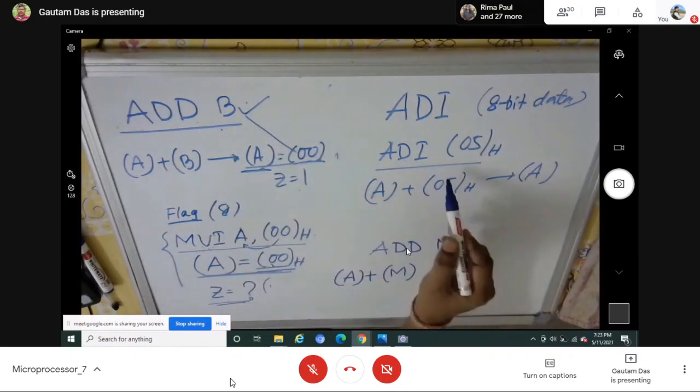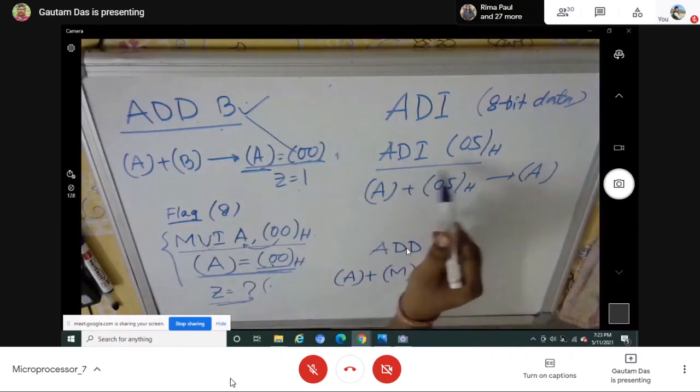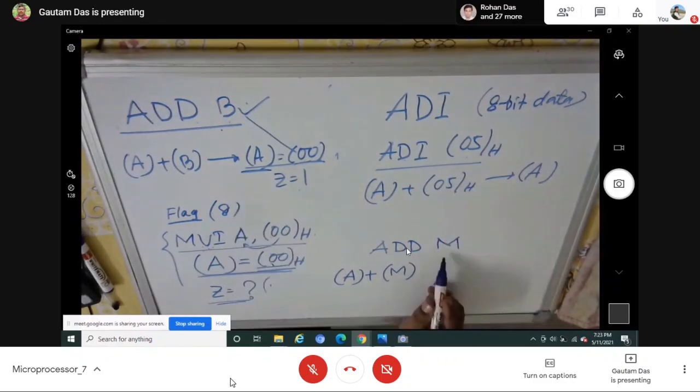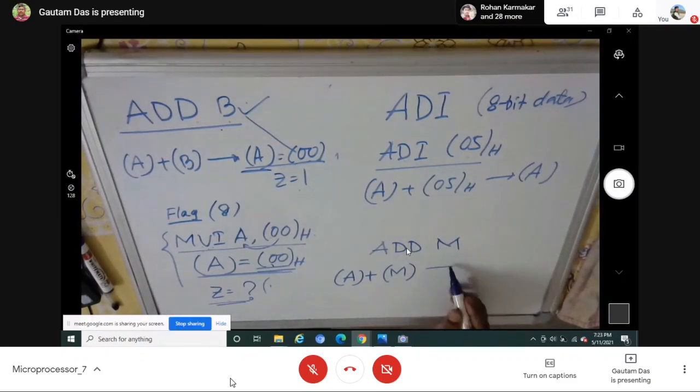For the ADI instruction, one data is there in the accumulator, the other data is directly written. But if instead of B you write M, its meaning is one data is there in the accumulator, the other data is there in the memory. That memory register content will be added with the accumulator and the result will be stored in the accumulator.